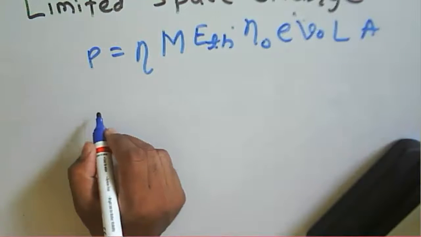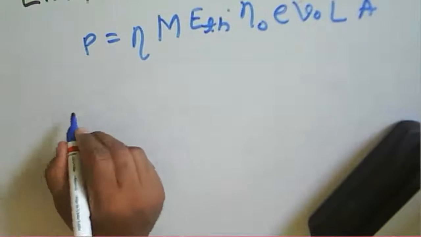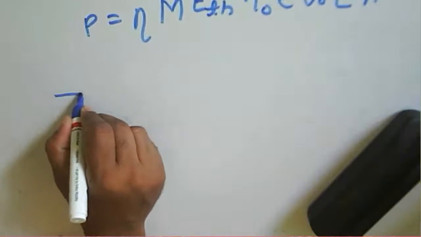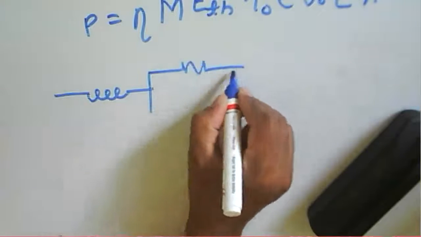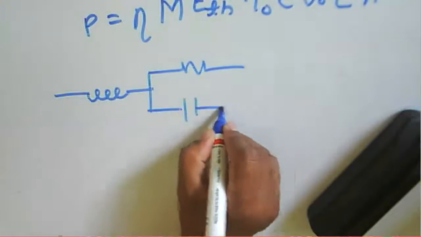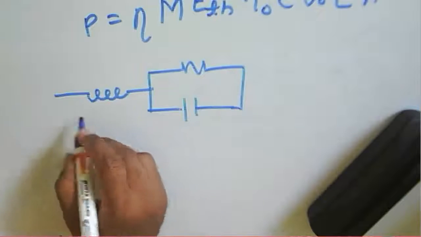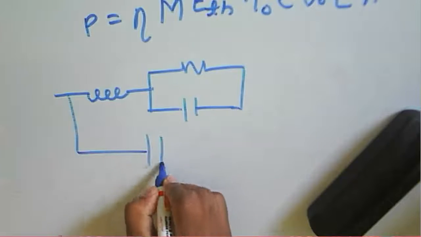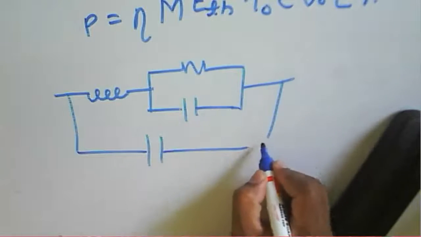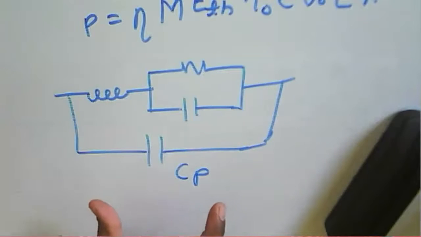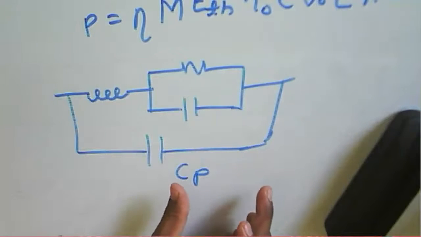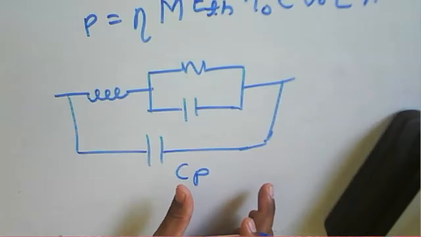Then the equivalent circuit of a Gunn oscillator circuit in LSA mode. This one is about LP, then we have the resistance, then a capacitance, and then the parallel capacitance, that is CP. This is the equivalent Gunn oscillator circuit in LSA mode.